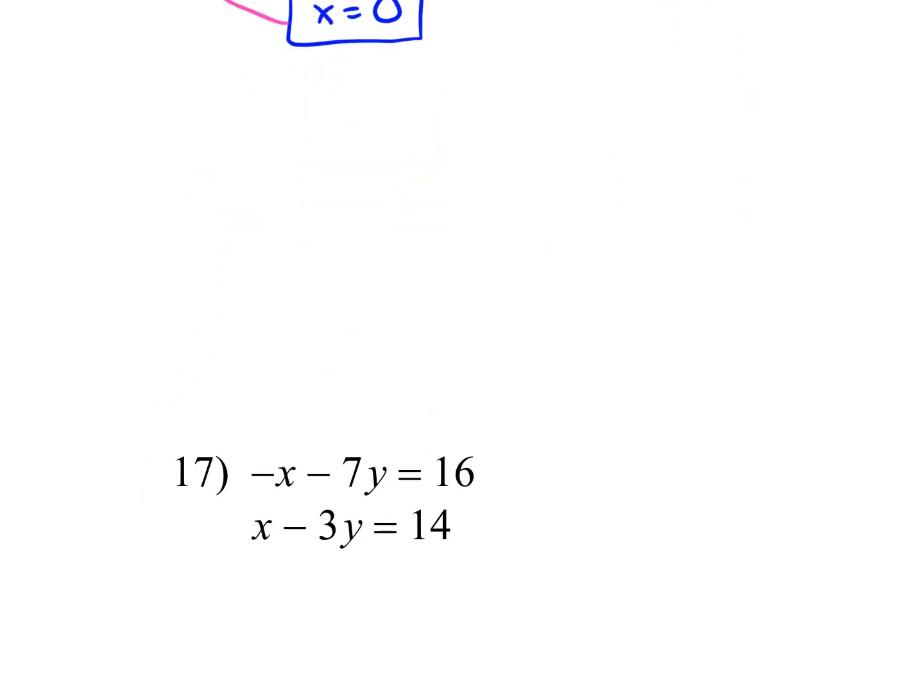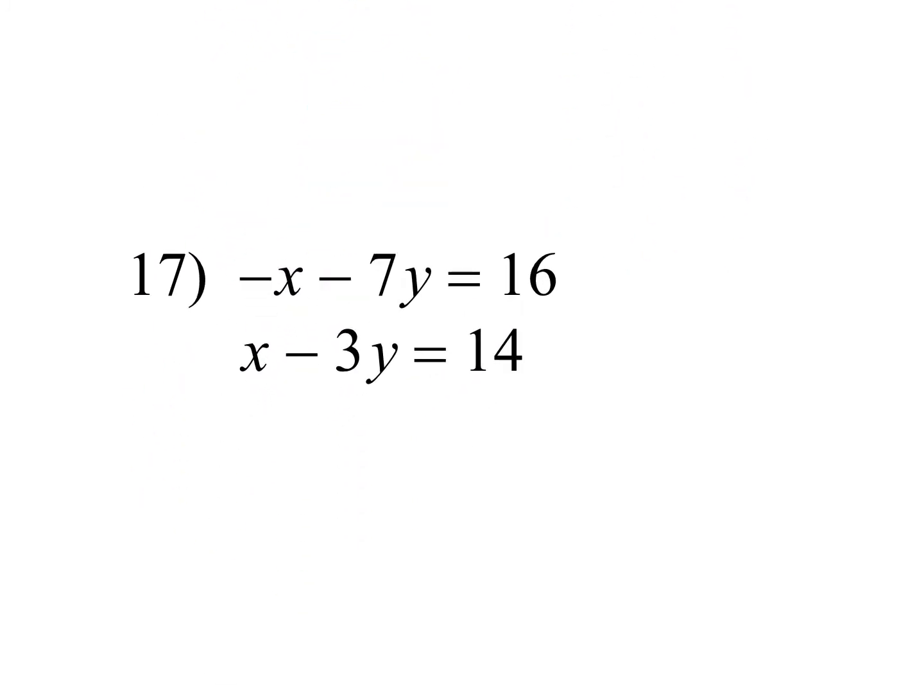All right, let's look at 17. So here, we still have to do substitution. So do I have a variable that's isolated? Nope, not yet. But which variable do I want to isolate? This one? Yeah, I want to isolate this x because it has nothing in front of it, so it just looks like it's going to be the easiest one to isolate. So how do I get that x to be all by itself? Add 3y. So I get x is equal to 3y plus 14.